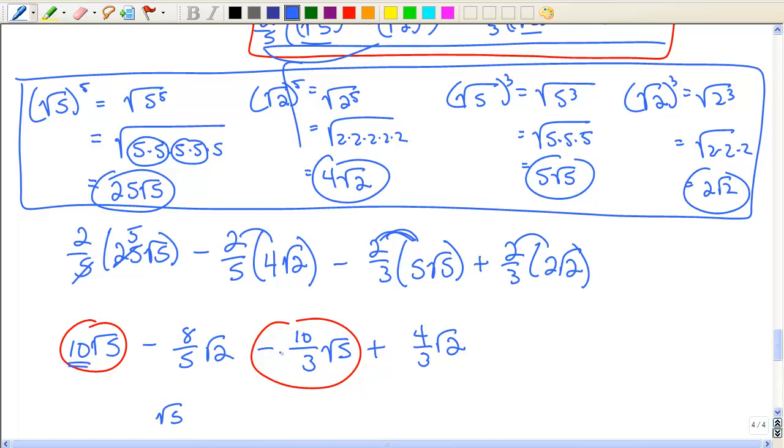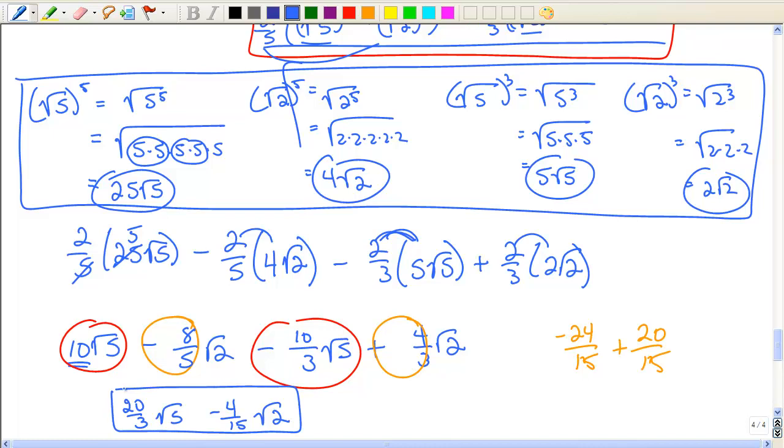So 10 minus 10/3, that would be 20/3. Then I'm going to keep the square root of 2, and I have negative 8/5 plus 4/3. So finding a common denominator, I'd multiply by 3. So that's negative 24/15 plus 20/15. If we add those two fractions, we would get negative 4/15, which I think looks a little bit better, but not great, but I think that's where I'm going to stop.